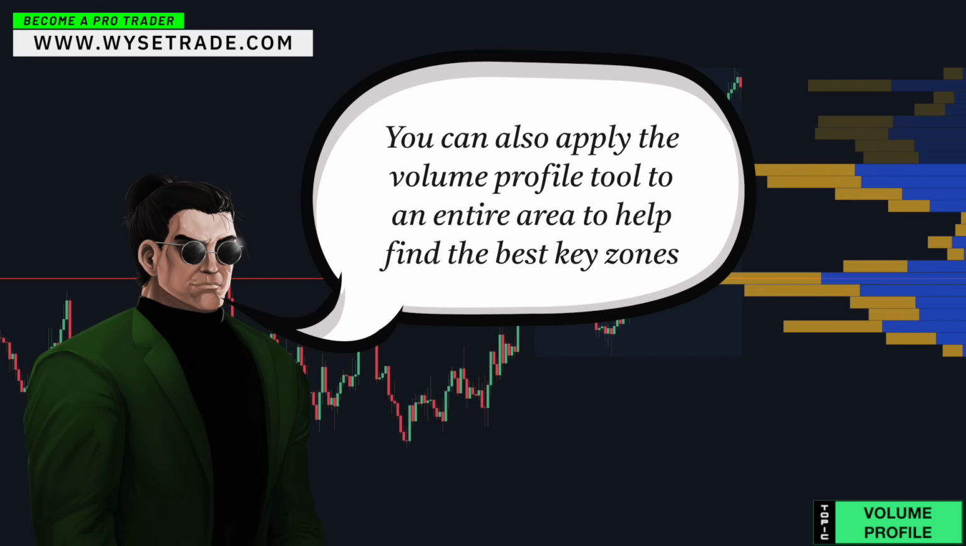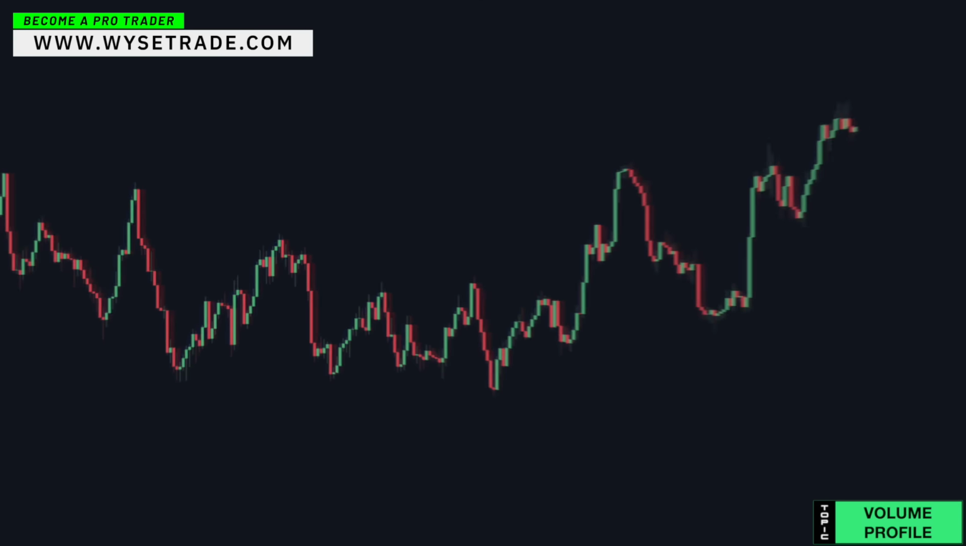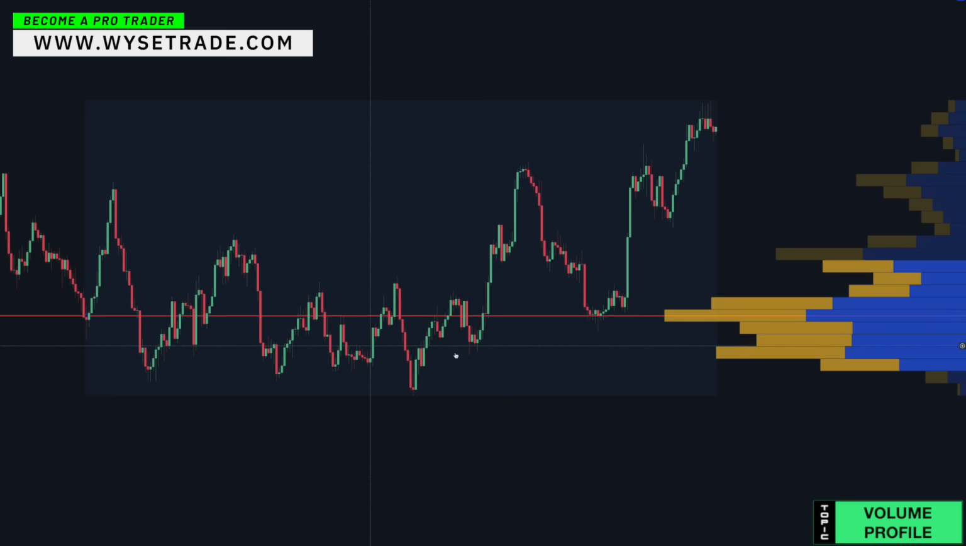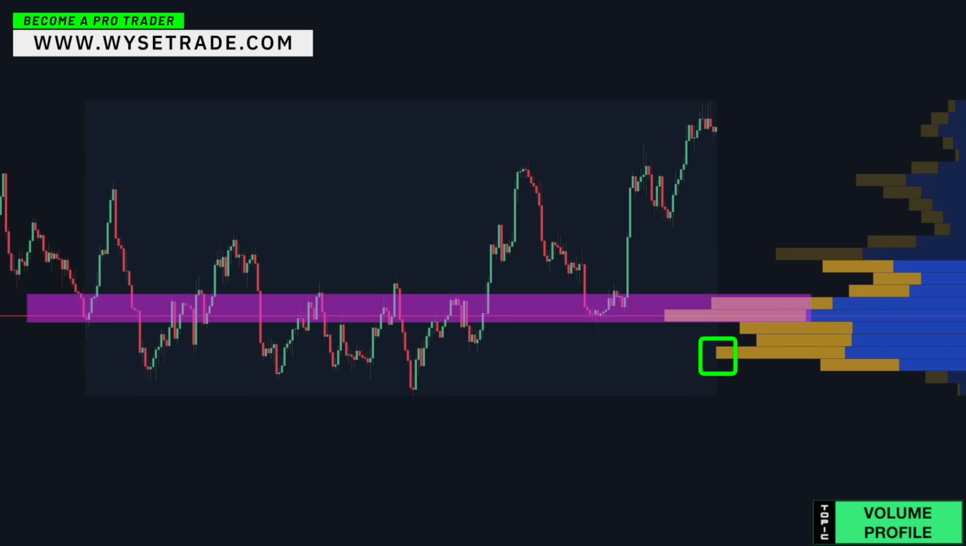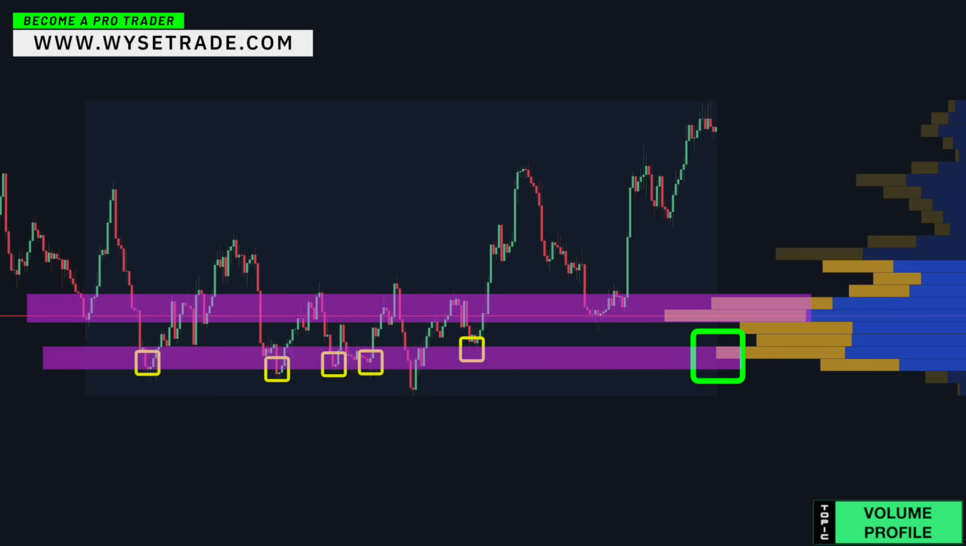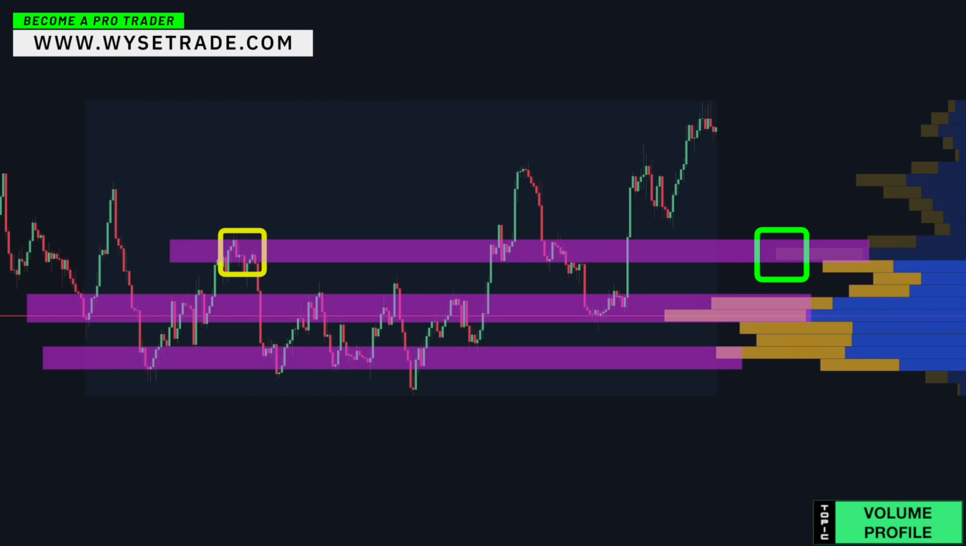Now, you can also apply the volume profile tool to an entire area to help find the best key zones. Apply your anchored volume profile. Your point of control here and multiple reversal points gives you a key zone. This high volume bar here and multiple reversal points gives you another key zone. This high volume bar here and large reversal point gives you another key zone.